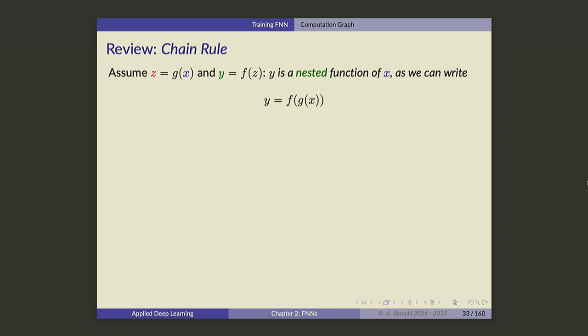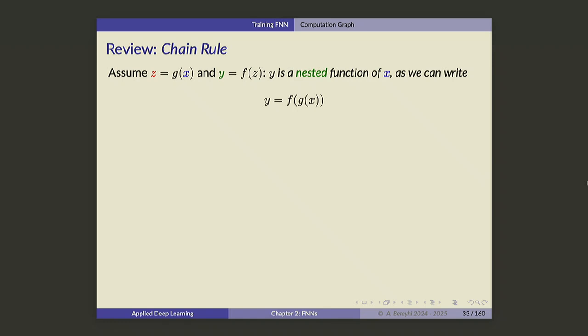Another question, which you have done in high school, I'm pretty sure, is how you can compute the derivative of y with respect to x. Anyone has any idea? You use the chain rule, right? You're going to say derivative of y with respect to z, and then derivative of z with respect to x, right? Where does this come from?